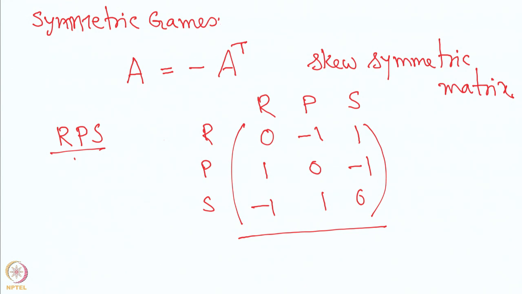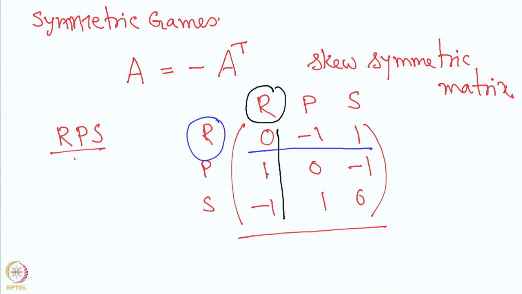He is minimizing this column, let us say column 1. If player 2 is minimizing this column, that means 0, 1, minus 1, that means he is maximizing 0, minus 1, 1. Minimization is nothing but minus of maximizing the minus of that. So, minimizing 0, 1, minus 1 is nothing but maximizing 0, minus 1, 1. When player 2 is choosing this column, he is basically minimizing these entries 0, 1, minus 1. Same thing, when player 1 is choosing row 1, he is maximizing these entries 0, minus 1, 1. Minimizing 0, 1, minus 1 or maximizing 0, minus 1, 1, both are the same.